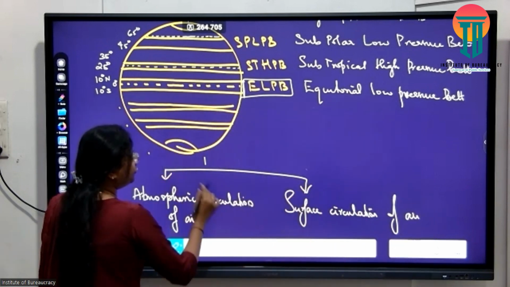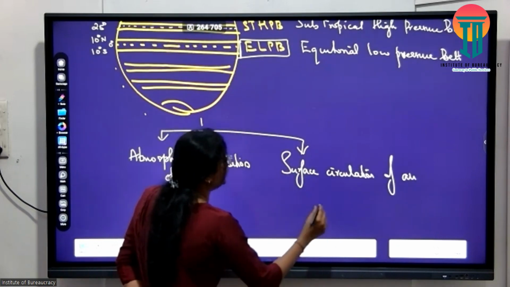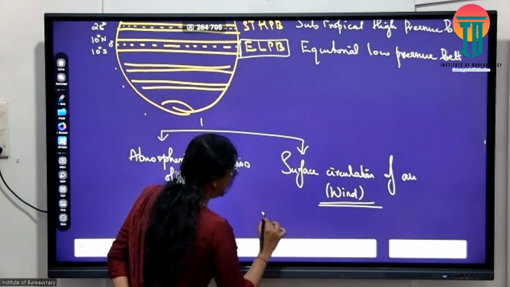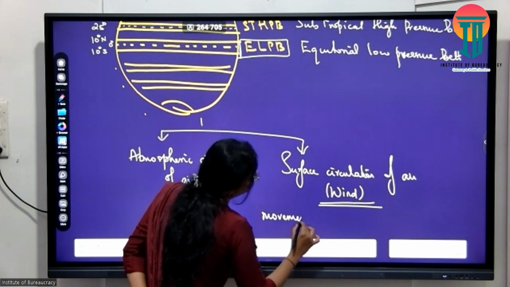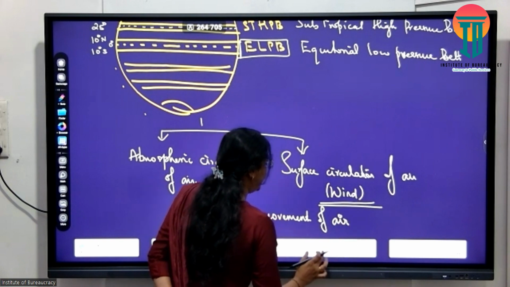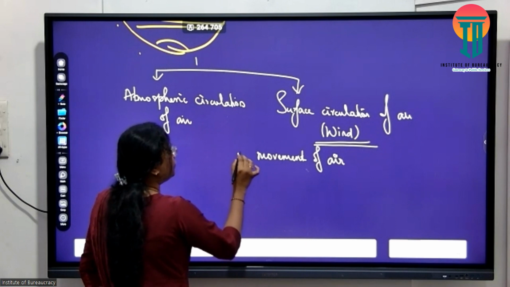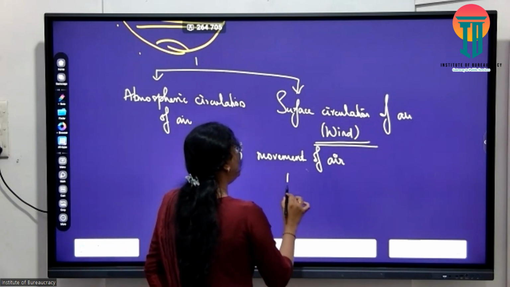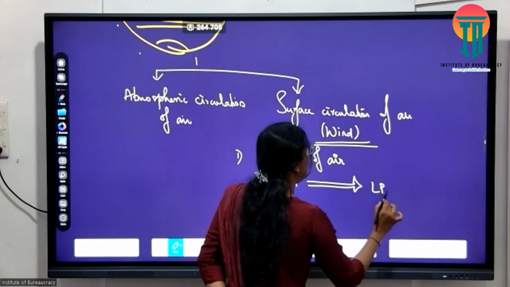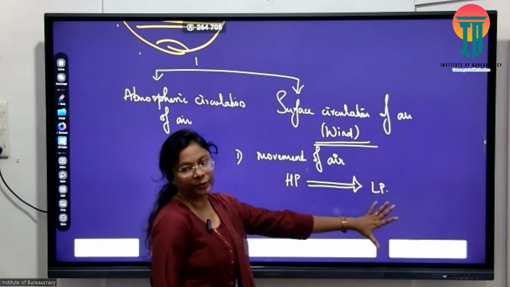Atmospheric movement, or surface movement, is what we call the wind. What is wind? Wind is nothing but the movement of air, or air in movement, and wind follows two important principles. First, wind always moves from a high pressure region to a low pressure region.